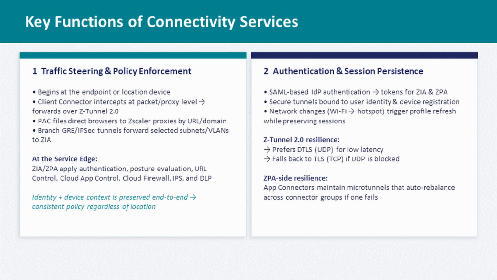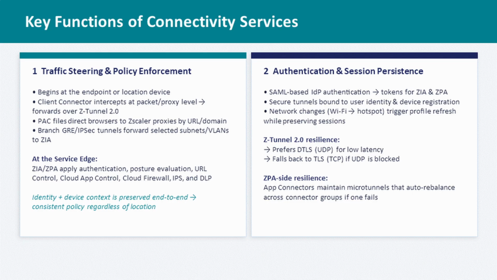On a device running Client Connector, the software intercepts traffic at the operating system level. There's a network driver sitting between your applications and the physical network interface. Every packet any application sends is evaluated here first. Client Connector applies your forwarding policy. This traffic goes to ZIA, that traffic goes to ZPA, this other traffic goes directly to the internet, and then routes accordingly over zTunnel 2.0.